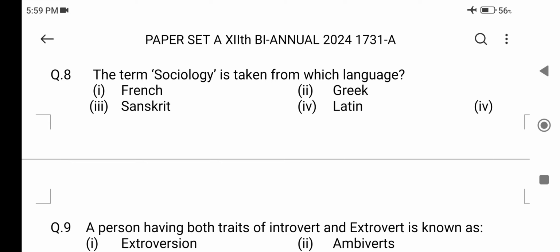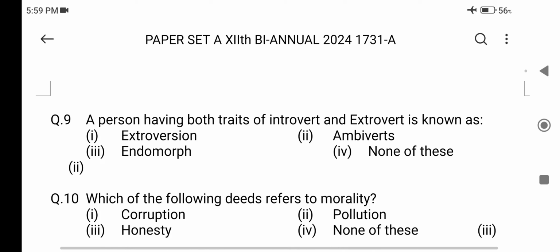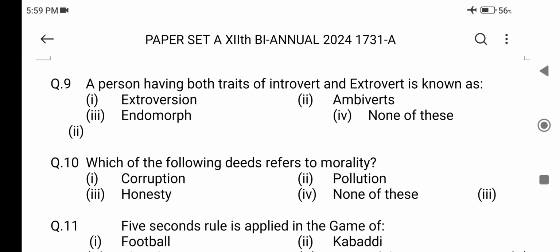Question number 9. A person having both traits of introvert and extrovert is known as: option first extroversion, second ambivert, third endomorphy, fourth none of these. Answer is option second, ambivert.